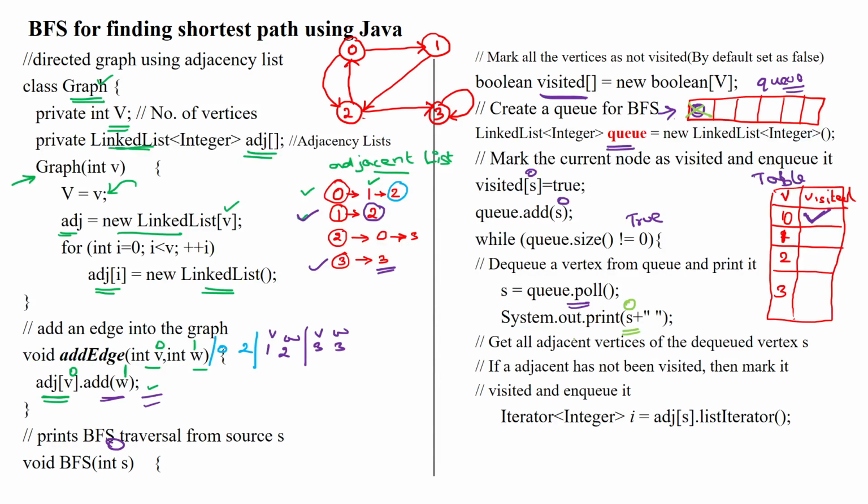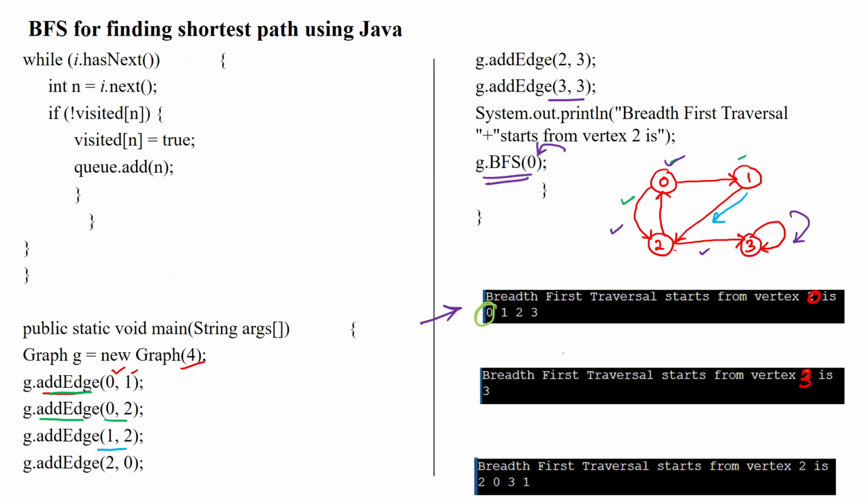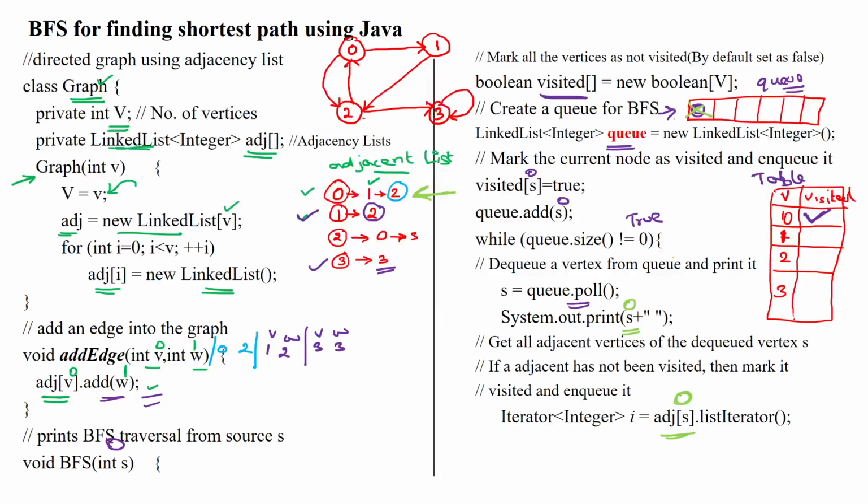Next, after that we have to check the adjacents of 0. Does 0 have a list? Yes, look, in the adjacency list we have the adjacency of 0. If it has the adjacency of 0, then I has next, where I is the index. So this is the 0. So 0 dot has next. Yes, and I dot next we assign into n.